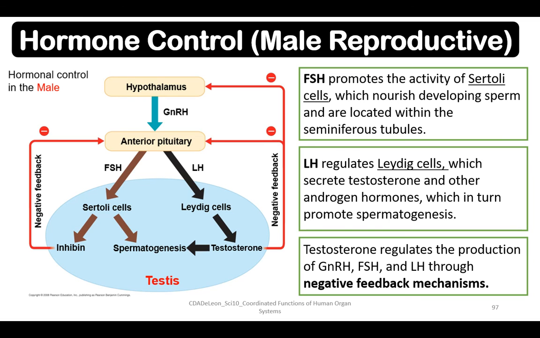So, lahat ng nasa narrative na yan ay summarized by the illustration dito sa side na ito, where FSH, LH, and GnRH affect the secretion of testosterone and other androgen hormones in males.